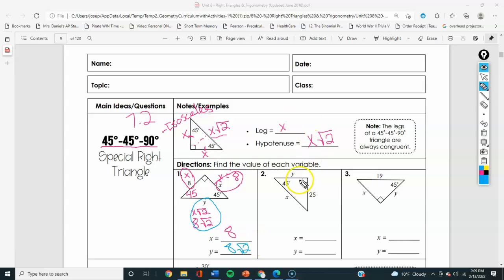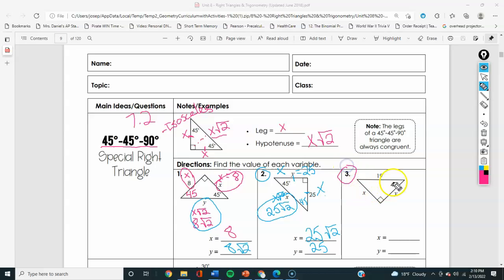Easy peasy. All right, let's take a look at number 2. Again, I know these are x's and y's, but I'm going to put x root 2, x. These are my two legs, my two congruent sides. So if this is 25, this is 25, and this side would be 25 times the square root 2. So x is 25 root 2, and y is 25. Not so bad, eh? Not so scary. Let's get scary, though.